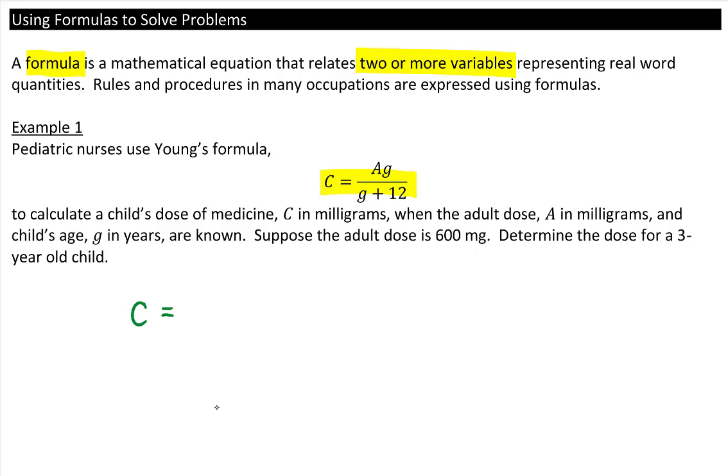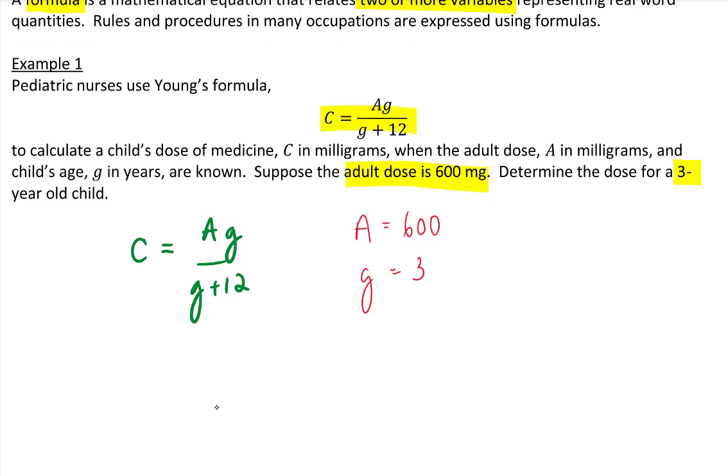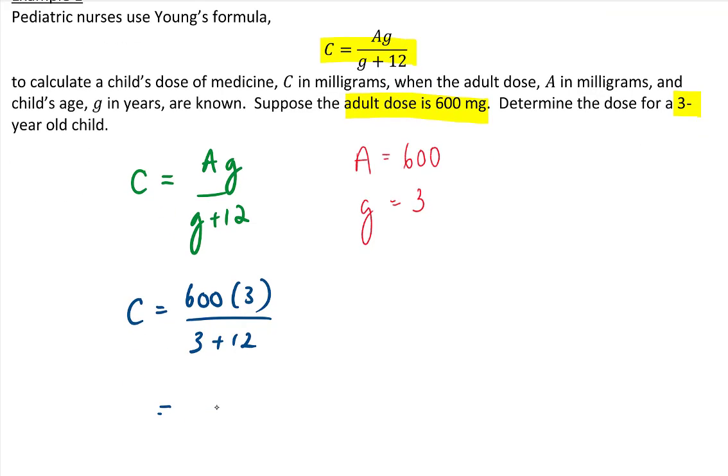So again, recall our formula is C equals A times G over G plus 12. And what we know is the adult dose is 600 and the child's age is 3. So A is equal to 600 and G is equal to 3. Next, we sub these values into our formula. So C equals 600 times 3 divided by 3 plus 12. And the rest is calculator work.